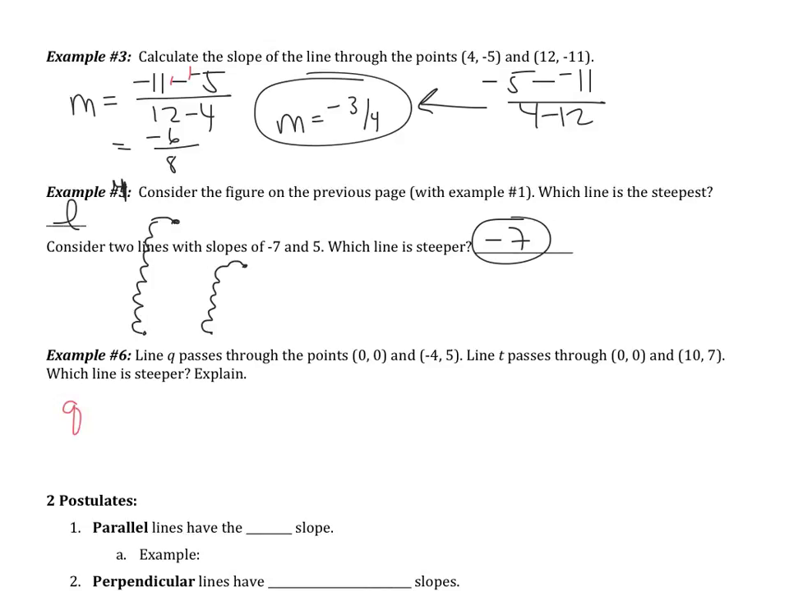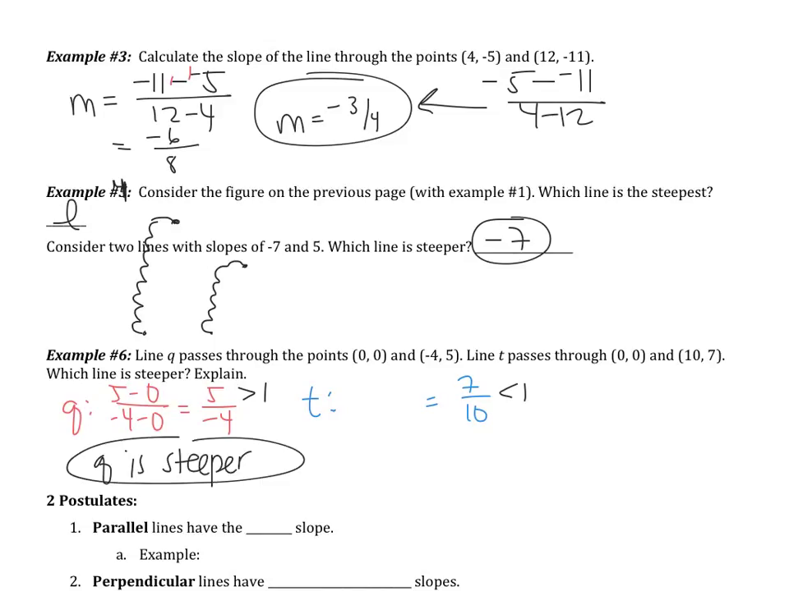Okay, let's see how we did. So for the slope of line Q, I have 5 minus 0 over -4 minus 0, which is 5 over -4. For line T, you should have shown the work, and it ends up being 7 over 10. Now the question is, which line is steeper? In the previous problem, I told you that the line that is steeper is the one that has the larger value of the slope, disregarding sign. So we know that 5 over 4 is greater than 1, and 7 over 10 is less than 1, again ignoring sign. Q has the larger slope, so Q is going to be steeper. Again, it's always the slope that has a larger value.